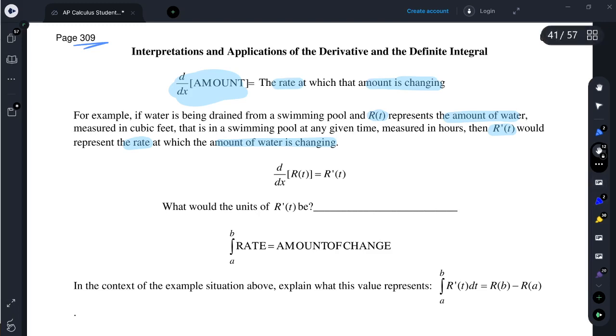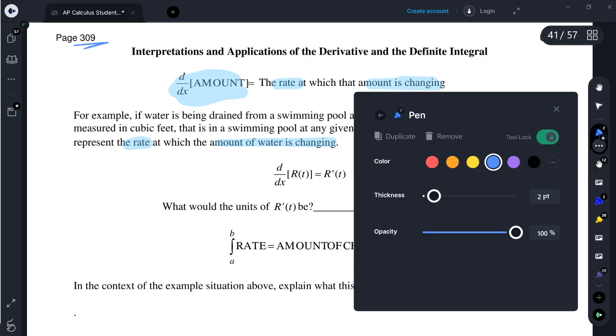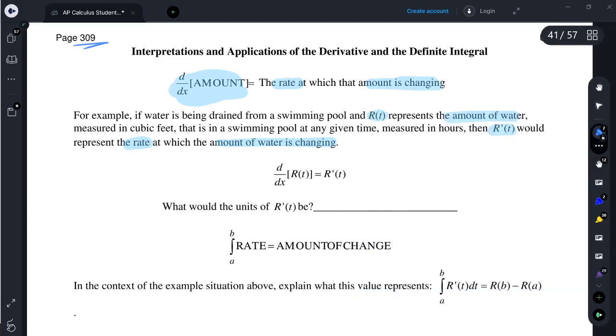So what units would we have R prime of T in that case? Well, if we look back up here, we had R of T in cubic feet. So this would be cubic feet per hour, because we were using hours. As we take a derivative, we add on a per time.